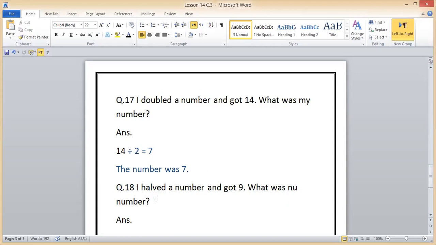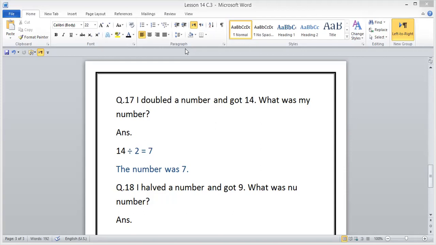Listen, Mantha. I halved a number and got 9. Okay. Do you know how to find the half or how to find the double? Yes, Mantha. Do you know how to find the half and how to find the double? I don't know what half is. Half means divide by 2.